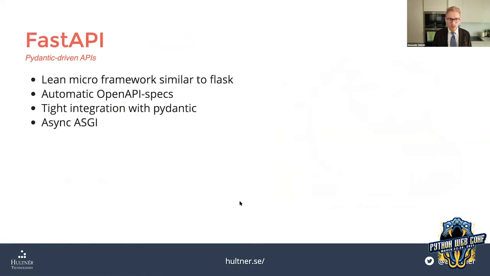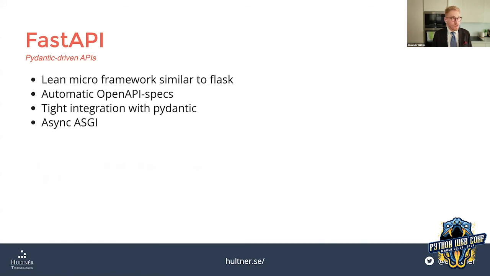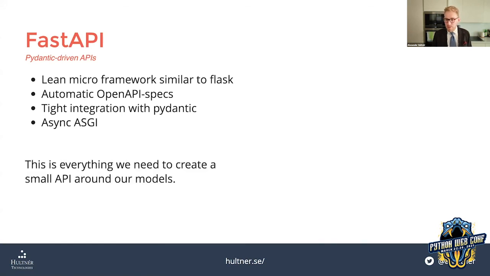Okay, so let's go ahead then, and I'm going to show you a little example of how you can build an API using these Pydantic models. This is going to be quite minimal, but basically I'm going to use FastAPI for this example, and it's a lean microframework, very similar in spirit to Flask, and it supports automatic OpenAPI specs out of the box, very tightly integrated with Pydantic, and it's an async ASGI framework, but you can use it with synchronous code as well.